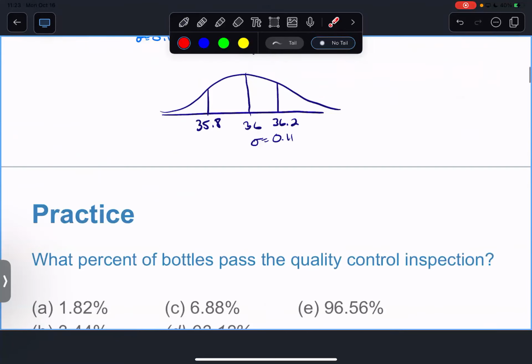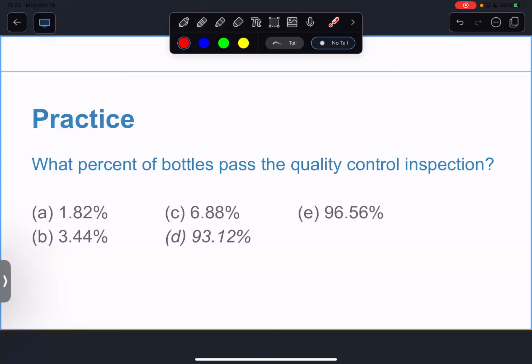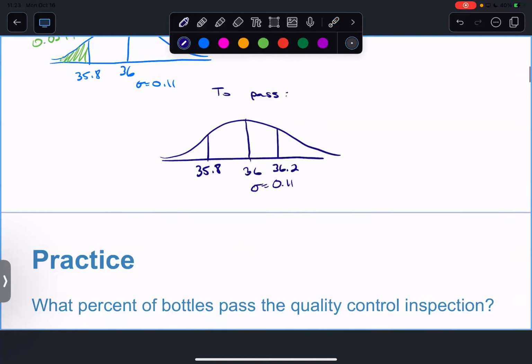And so now we want to know what percent of bottles pass the quality control inspection. So as long as they're in this region, they pass. Right? Somewhere between here. There's some probability of passing, right? And so what do we want to do? And there's lots of ways that we can approach this. And like a lot of things, I encourage you to think about which way you get there naturally.